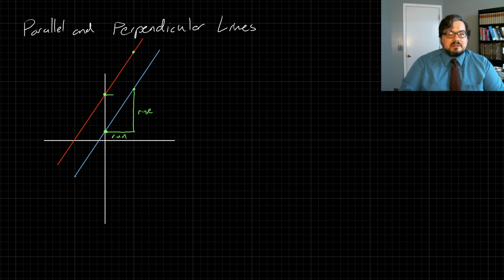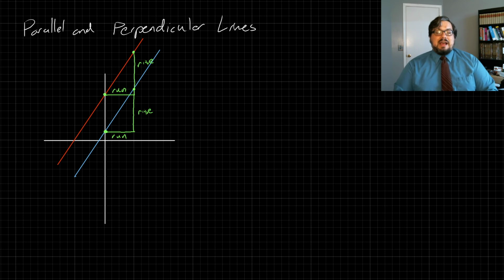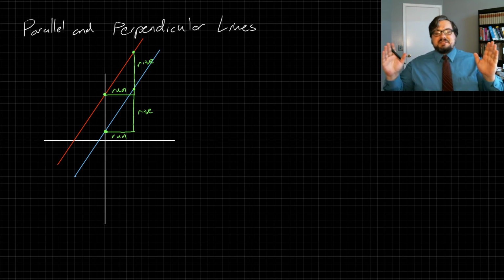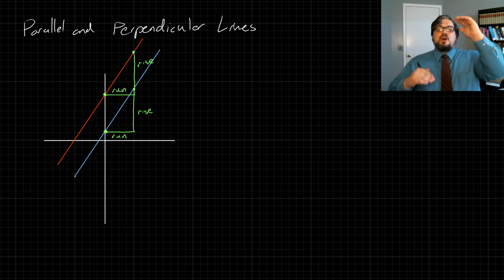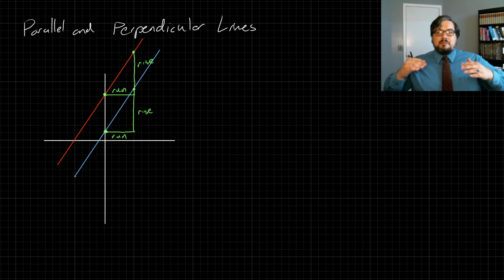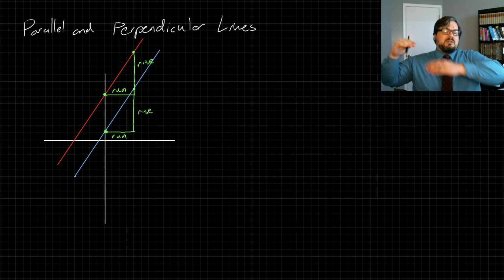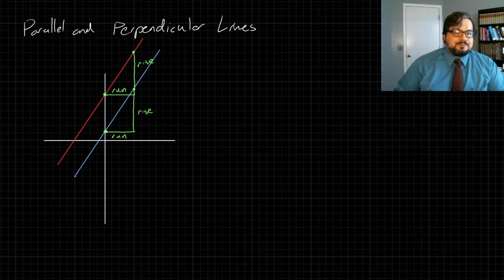And then let's look at what happens if I compare that to the slope that I get when I look at the red line. And what you'll see here is that if these two runs are the same, if the two horizontal distances that we change when we move from one point to the next on the two lines are the same, then the rise is going to be the same also. And that's because they're parallel, because they exactly match each other. Every rise on one line corresponds to exactly the same rise on the other.